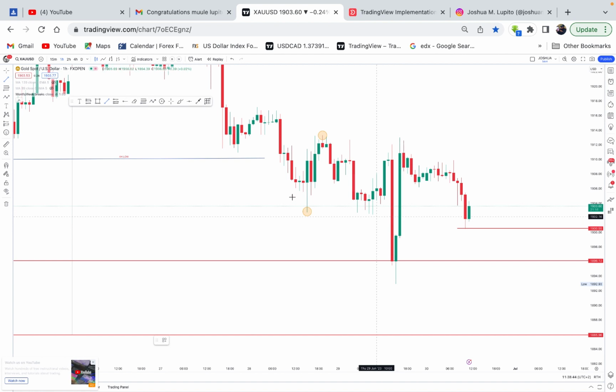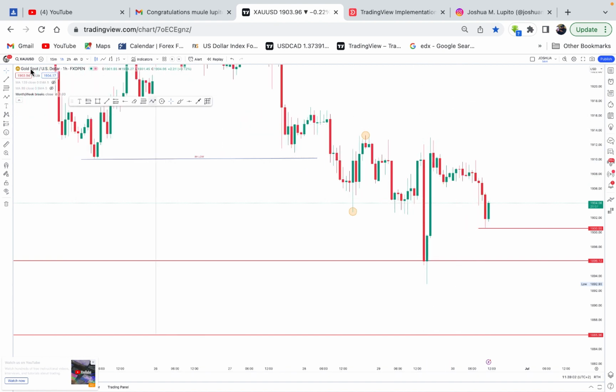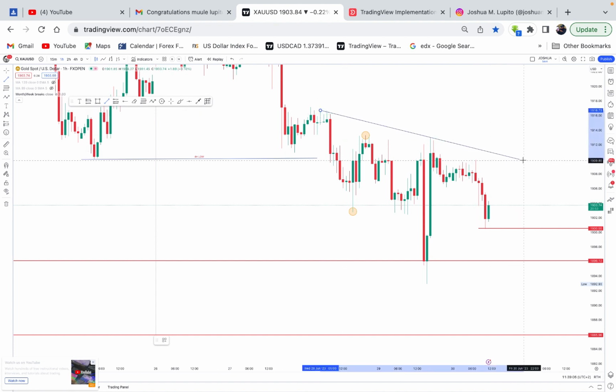Don't forget, on the daily time frame, the market is still at our support. So we are expecting a push to the upside. If this candle actually closes bullish, there's a higher opportunity of seeing the market push to the upside. But we still have this point.